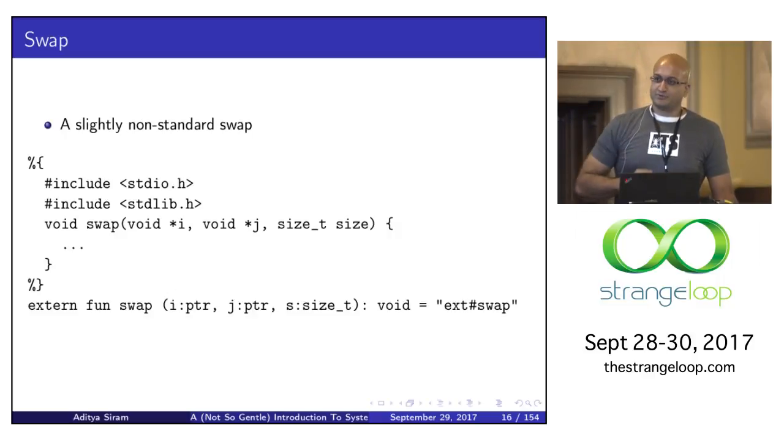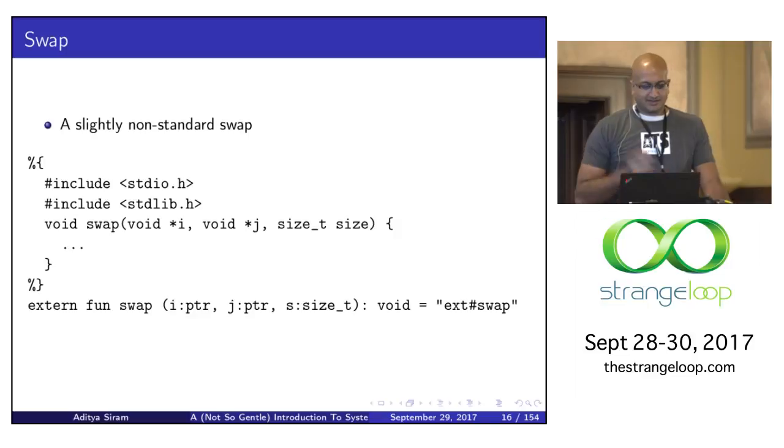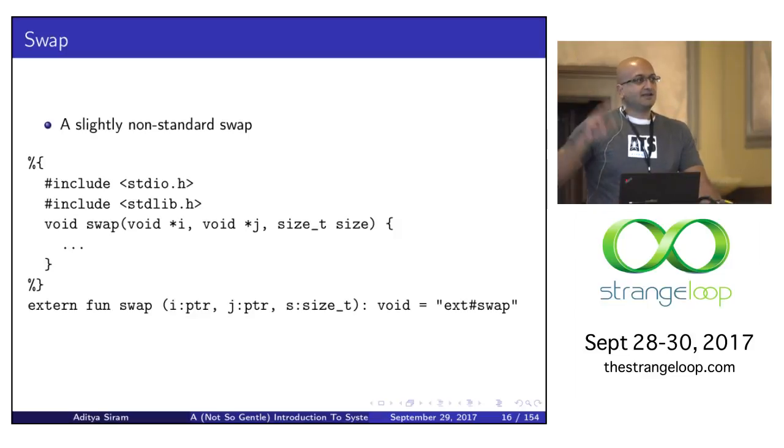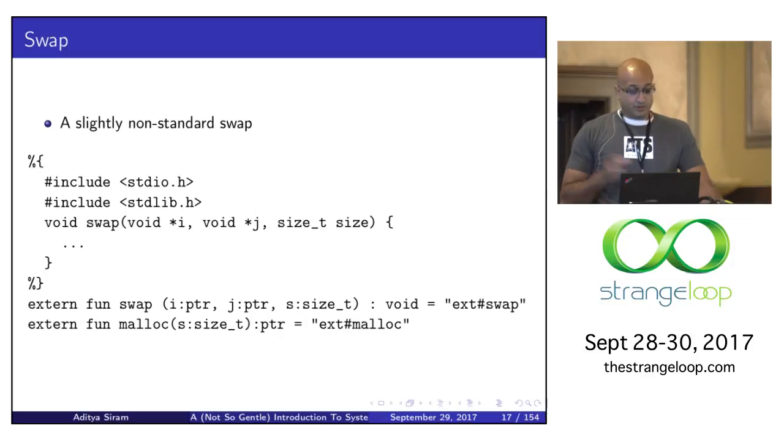And here's a foreign function call to that swap function. It takes two pointers and a size_t. And the thing to notice here is that all of the base types in ATS are exactly the same as C. Pointers are pointers, size_t's are size_t's, ints are ints, longs are longs. There is no marshalling and unmarshalling overhead. We're also going to need malloc, and that's a size_t that returns a pointer, right?